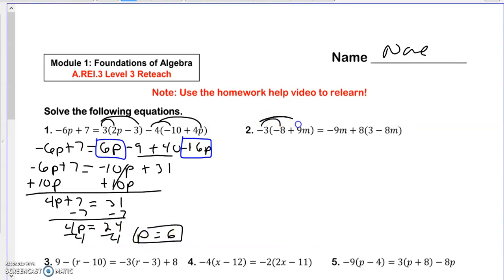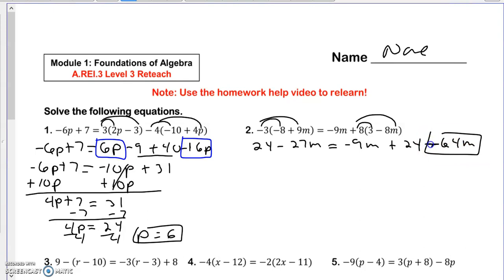Taking a look at the next one, again, I'm going to be doing some distributing first. Two negatives make a positive, and I'm going to have a minus 27m equals a minus 9m plus 24 minus 64m. Again, I'm going to box these. Remember, that's a minus sign. Box these two because they're negative, so I get 24 minus 27m equals same sign, add and keep. And I'm going to get a negative 73m.